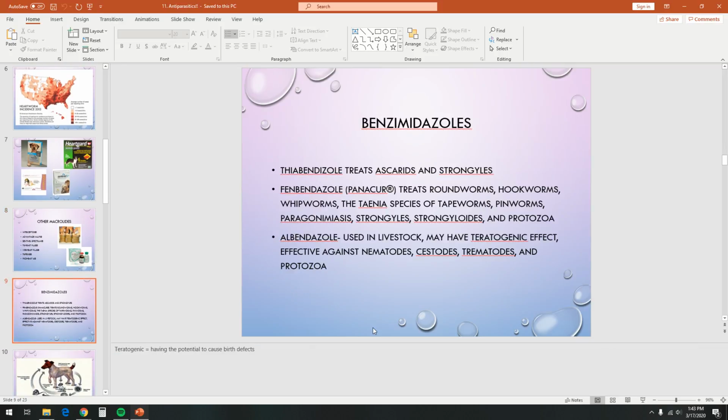Benzimidazoles. Thiabendazole treats ascarids and strongyles, so these are going to be roundworms. Fenbendazole is probably one of your big ones that you've got to know about, which is also called Panacur. This treats roundworms, hookworms, whipworms, the Taenia species of tapeworms, pinworms, Paragonimus, strongyles, strongyloides, and protozoa. So this is a really nice one-shot kill-everything.